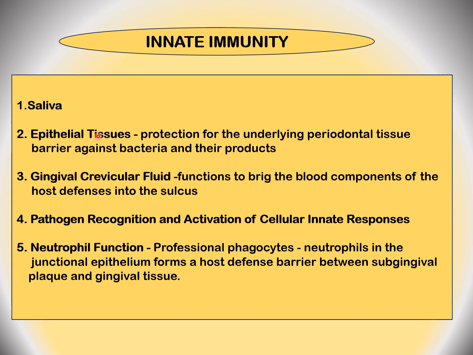Now talking about the innate immunity, we have saliva which provides antimicrobial action, and then epithelial tissues, they act as barrier against the bacteria. We have gingival crevicular fluid which brings the immune components into the sulcus. Then the immune system detects the pathogens and activates the innate responses. The neutrophils form a defense barrier in the junctional epithelium, protecting tissue from the subgingival plaque.